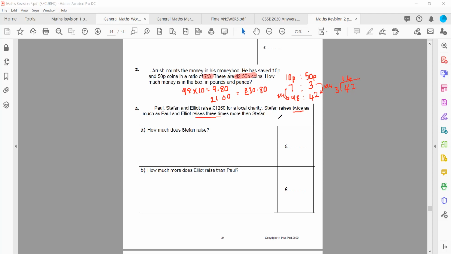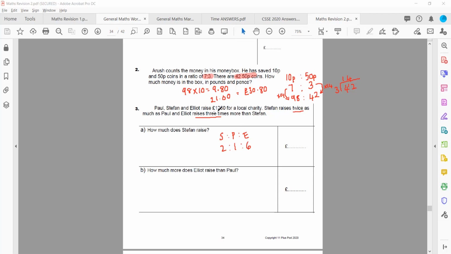So you need to put your column headings. So that would be S for Stefan, P for Paul, and E for Elliot. You then need to decide who raised the least amount of money. Well, Stefan raised twice as much as Paul, and Elliot raises 3 times more than Stefan. So that means that Paul raised the least. So we're going to give Paul a ratio of 1. Stefan raised twice as much as Paul. So Stefan would be 1 times 2, which is 2. And Elliot raises 3 times more than Stefan. So Elliot is 3 times 2, which would be 6.